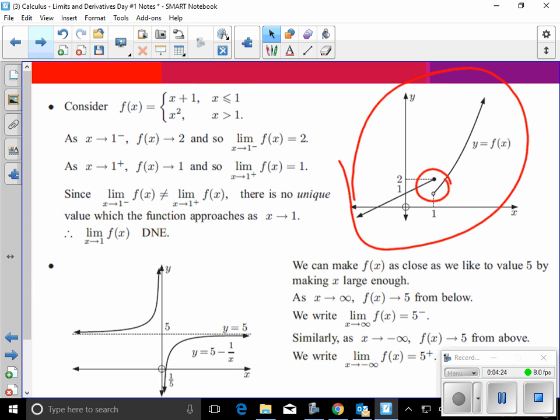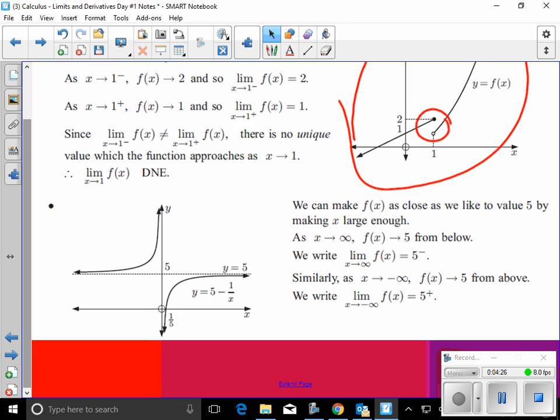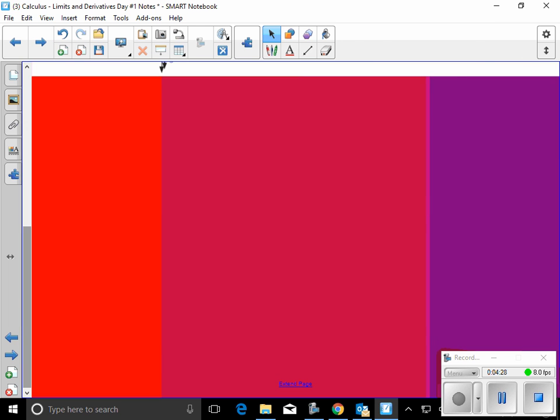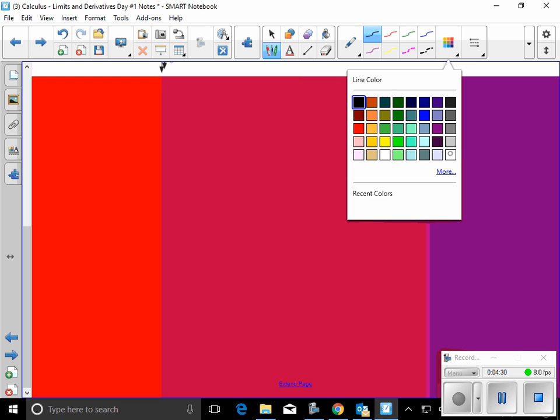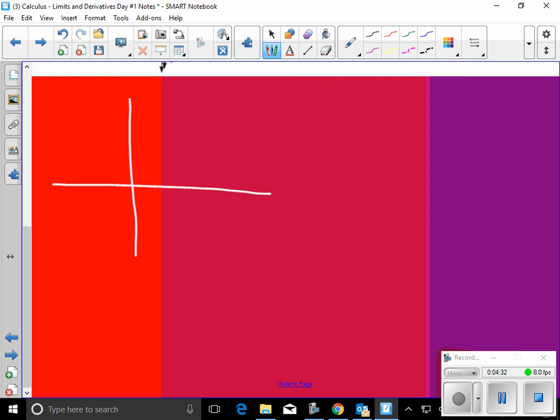Here's where on the AP exam, and I think the IB exam might do this too. Oh, this is a terrible color on this. Say you take this.